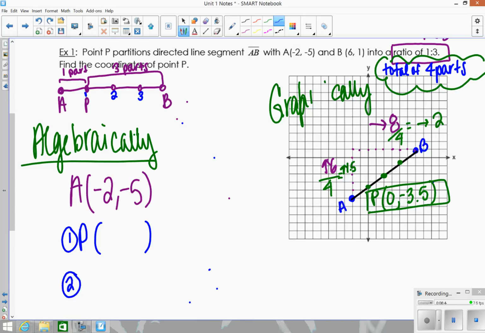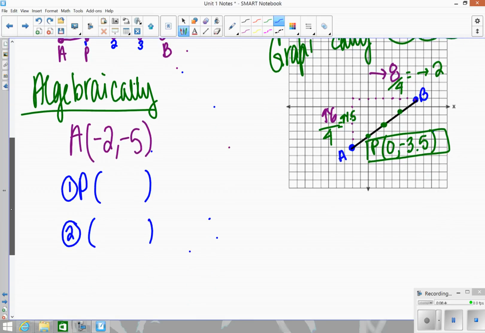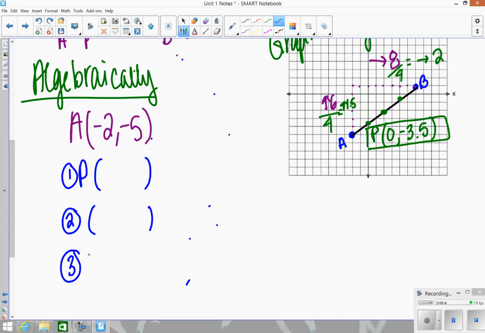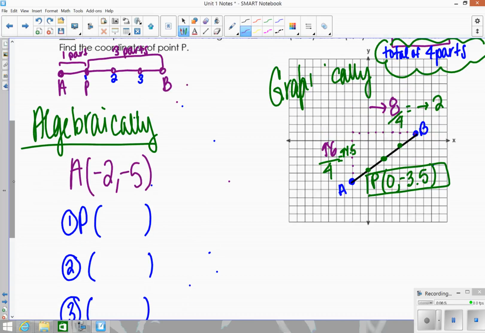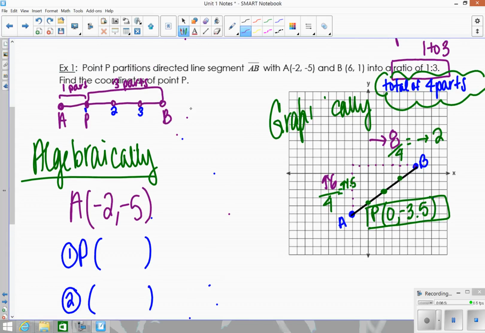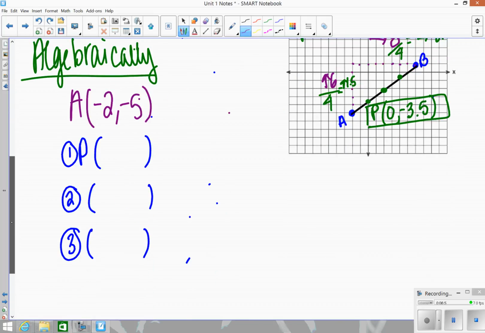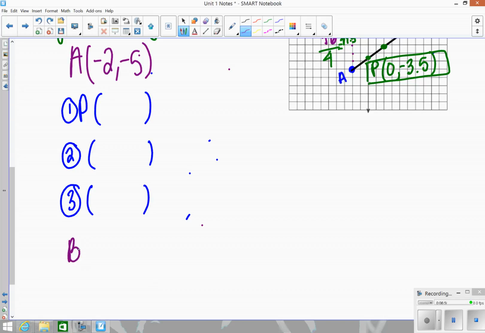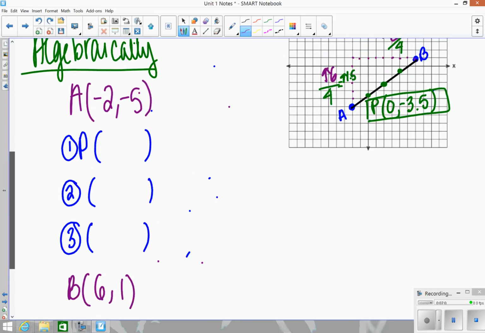Then I have a second coordinate. I don't know what that is, so I leave it empty. Third coordinate, I don't know what that is. And then the last one is point B, which was given to us. So I just listed all these vertically. Point B is 6, 1. And now what you're going to do is basically the same thing that you did on a graph, but instead of counting the distance, you're going to actually figure out the distance by addition and subtraction.